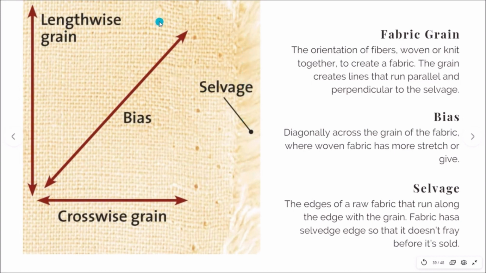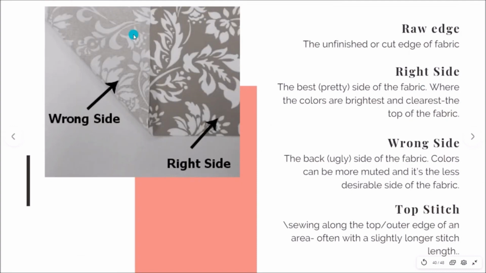And then the raw edge is the cut edge. So the raw edge is the unfinished or cut edge. So it runs perpendicular to the selvage edge.